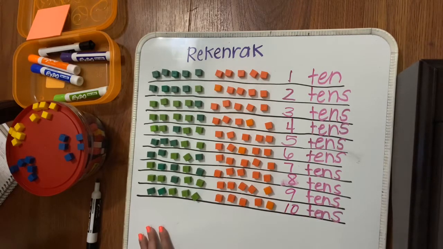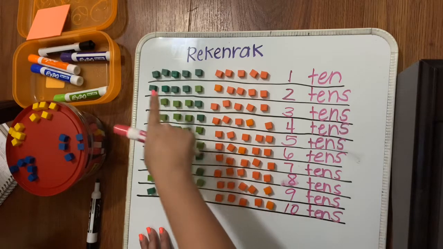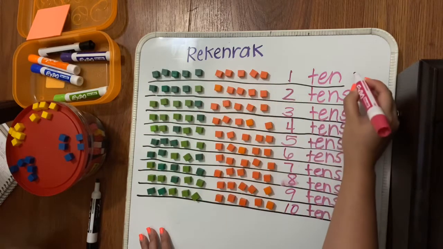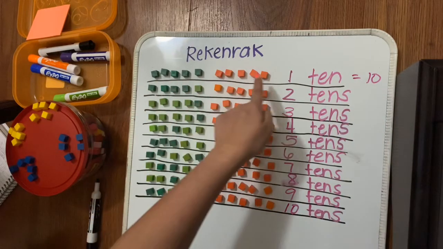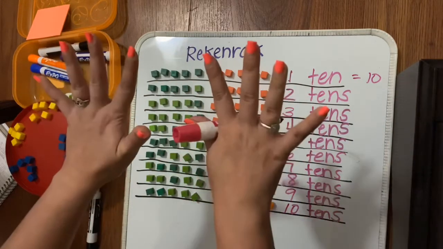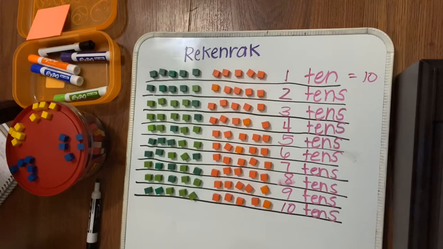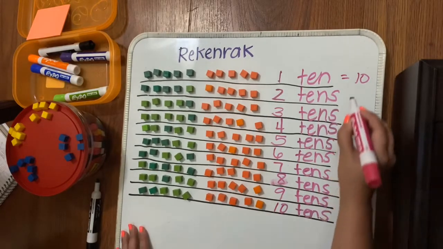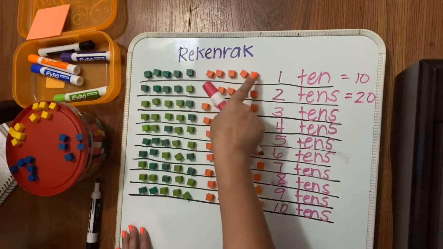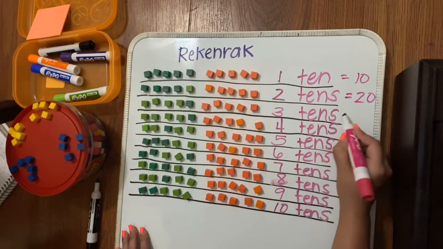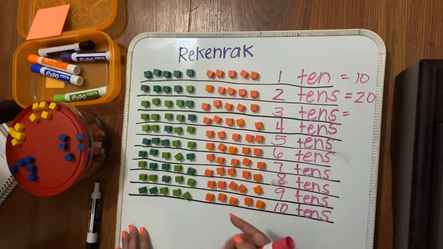Remember, this is what we have to remember with our tens. So 1 ten is the same as what? It's the same as 10. If I counted all these cubes in the top row, I would have 10. So now if I did the second row, I would have 20 cubes because I have 10, 20. And if I go all the way down, we're just counting by tens all the way down.